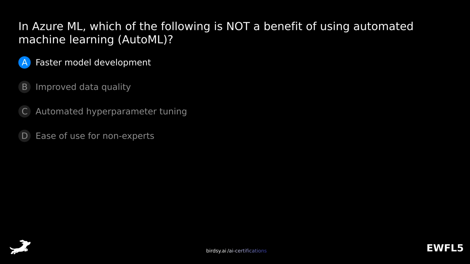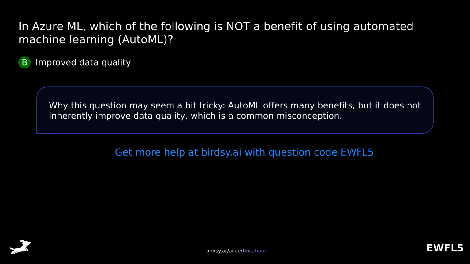Is it A, faster model development, B, improved data quality, C, automated hyperparameter tuning, or D, ease of use for non-experts? The answer is B, improved data quality. Why this question may seem a bit tricky: AutoML offers many benefits, but it does not inherently improve data quality, which is a common misconception.